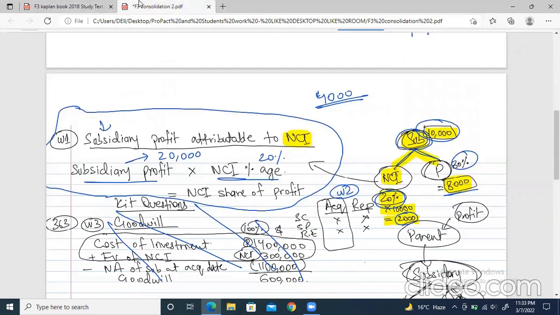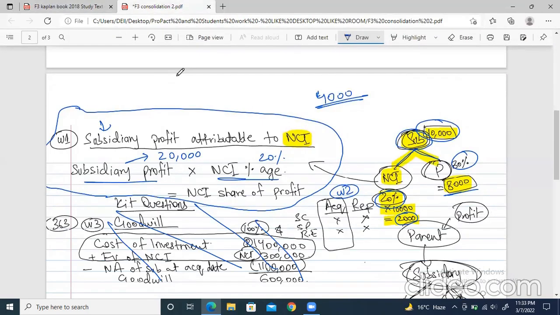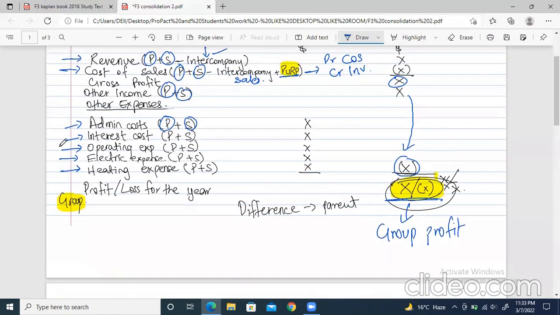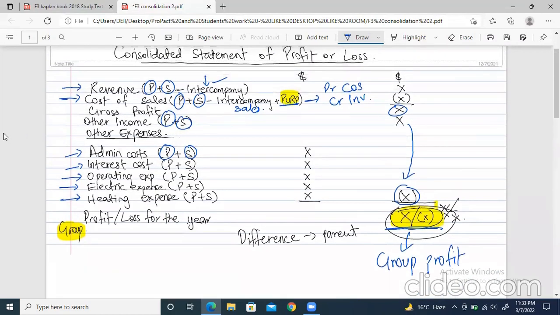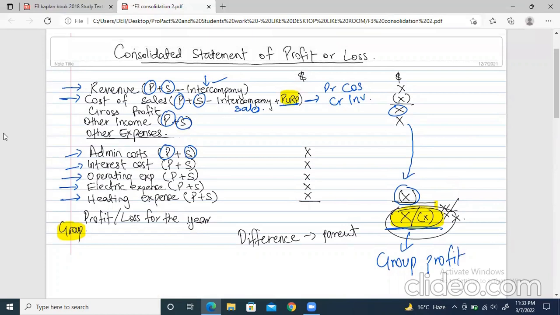Can I ask you something? On the admin costs, interest costs, if you go on the statement, yeah. Sorry, I didn't write down parent plus subsidiary. Sure, you can write it. Don't worry. I was just asking if it was for the parent or... Okay, it's for both. Exactly. No problem. Done. Okay. Great.